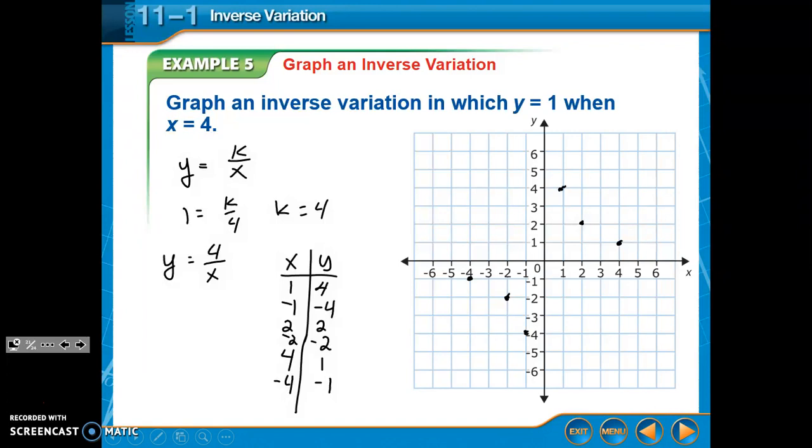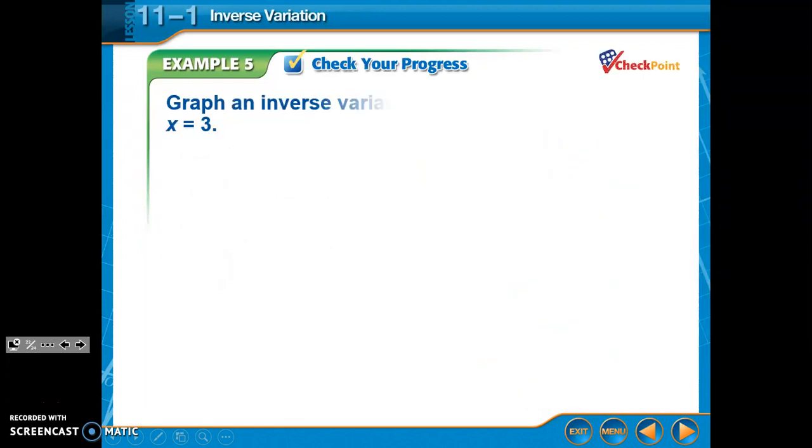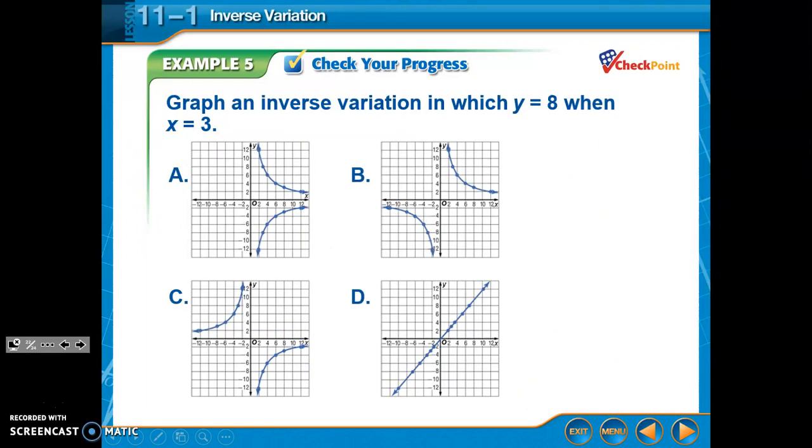We can put in a little bit more points to be a little bit more exact, but for now we're just going to stick with this. So this is going to be more or less the shape of my graph. An inverse variation function is always going to have this kind of two-piece looking type graph. Okay? So which of those is the graph of this one?